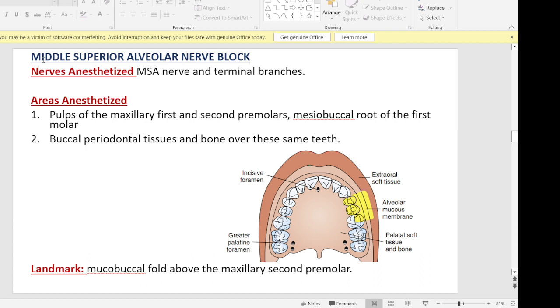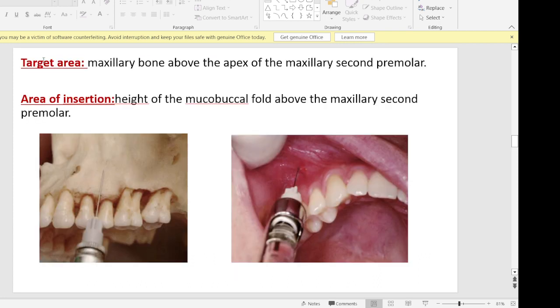Landmark is the mucobuccal fold above the maxillary second premolar. Target area is the maxillary bone above the apex of the maxillary second premolar, and the area of insertion is the height of the mucobuccal fold above the maxillary second premolar, and approximately 0.6 to 1.2 ml of solution should be deposited here.